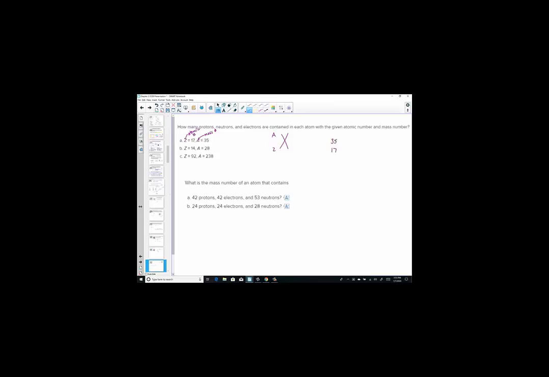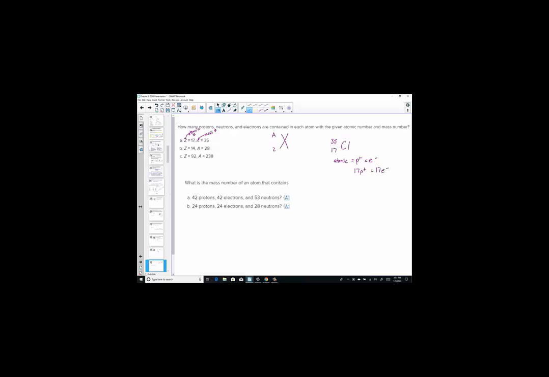Well, I use the periodic table and find element number 17. Number 17 is the element chlorine, Cl. By definition, atomic number gives me the number of protons and electrons because atoms are neutral. So I have 17 positive protons. I have 17 negative electrons.